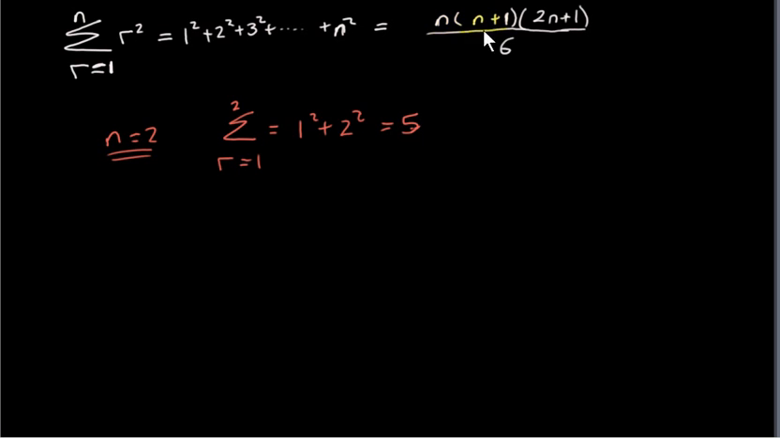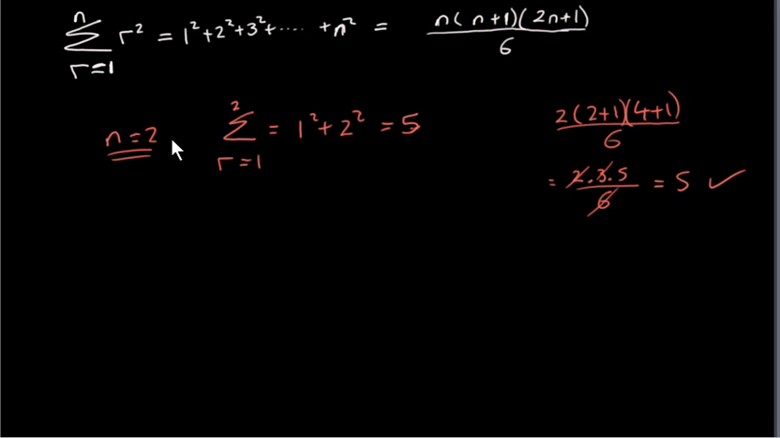Now, let's just see what happens when we plug 2 into this expression. Well, we get 2 times 2 plus 1 times 2 times 2 plus 1. 2 times 2 is 4, so we get 4 plus 1. So we get 2 times 3 times 5, all divided by 6. So we end up getting 5. So it does check out for n equals 2. And you'll see yourself, if you pick any value of n you like, it does actually check out.